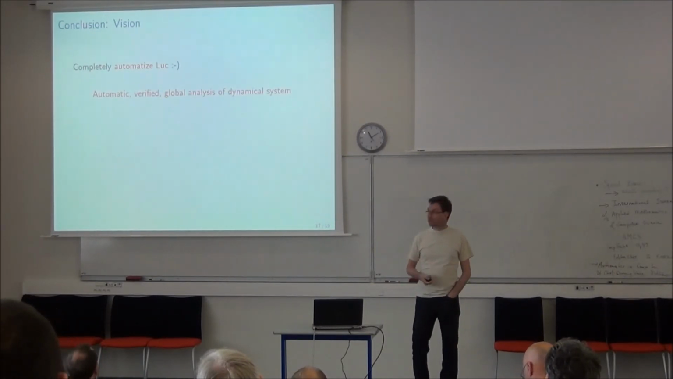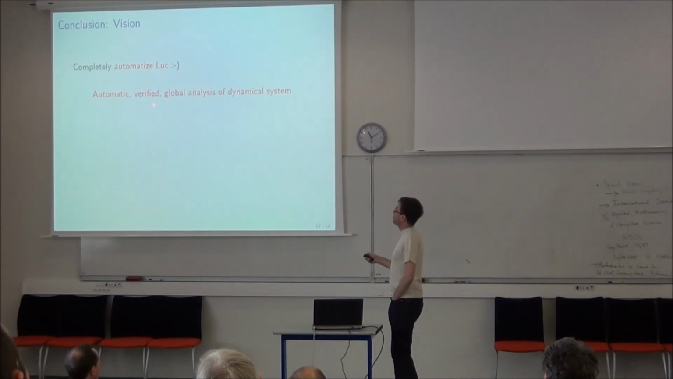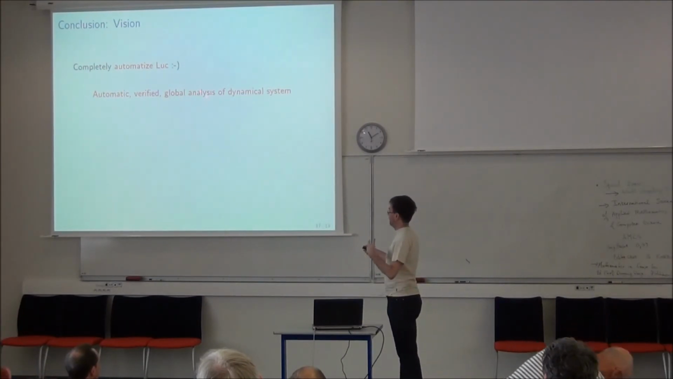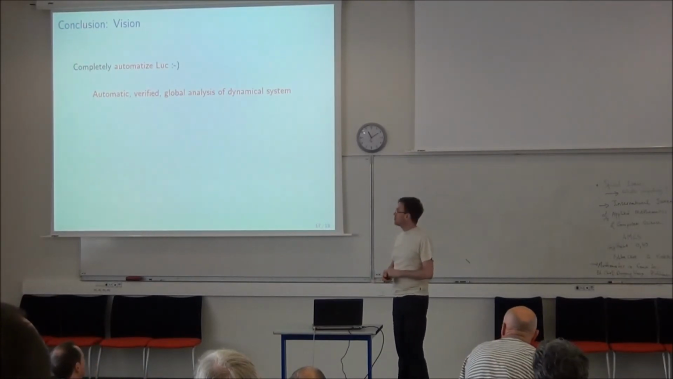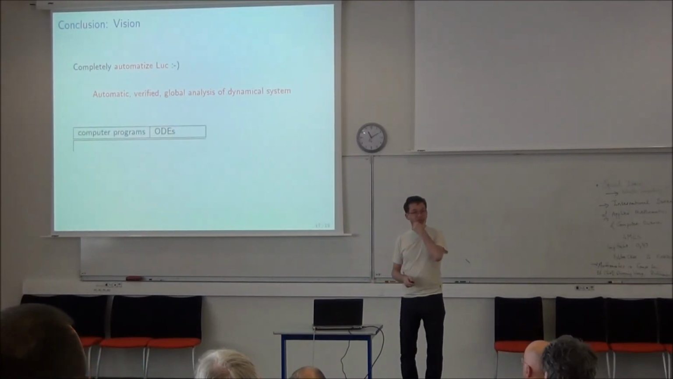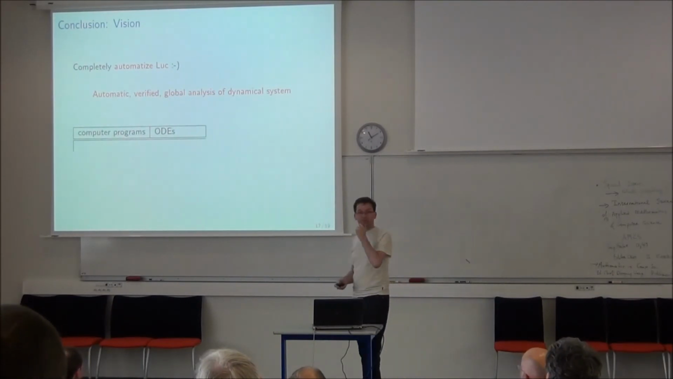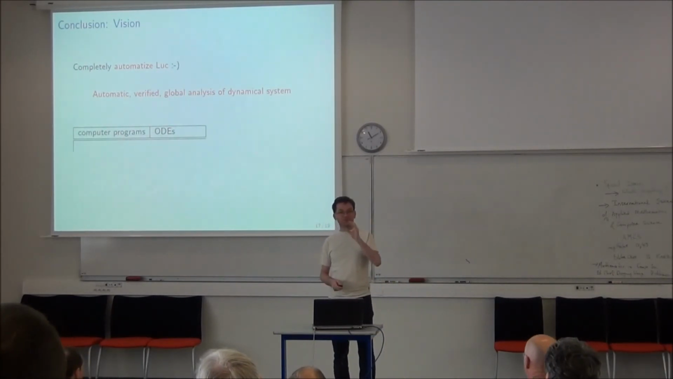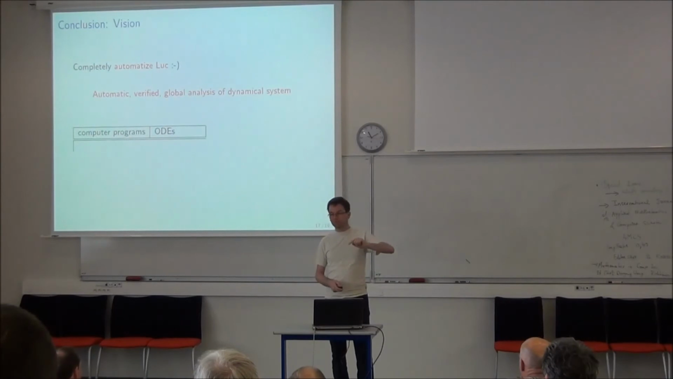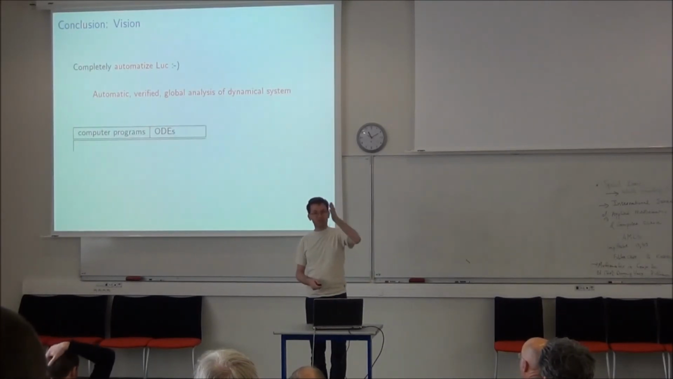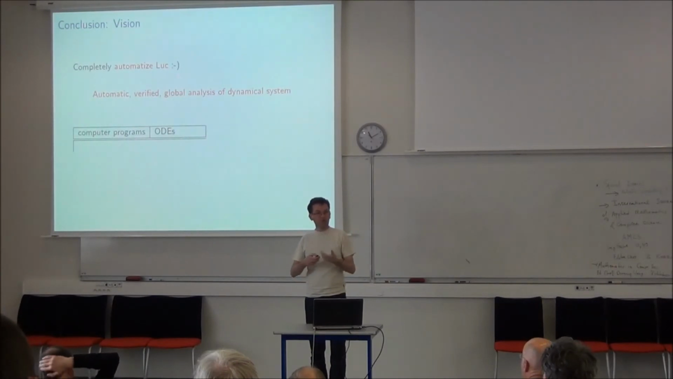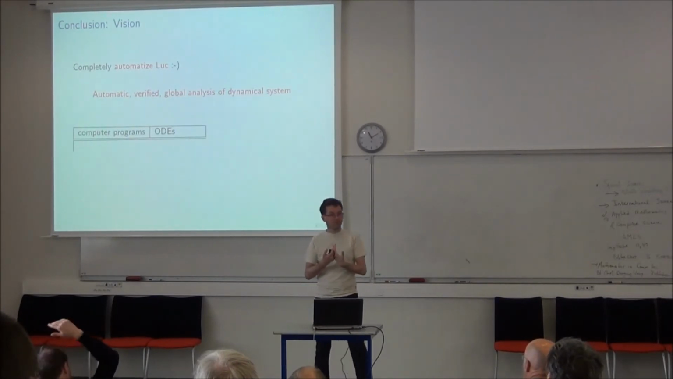So, in an abstract way, I want to have automatic, verified, global analysis of dynamical systems. I spoke about 2 types of dynamical systems. One is computer programs. Maybe at first it's not completely clear that a computer program is also a dynamical system. But in a computer program, you have variables, they have a state. You make steps that change the state of the variables. So a computer program is a discrete time dynamical system.